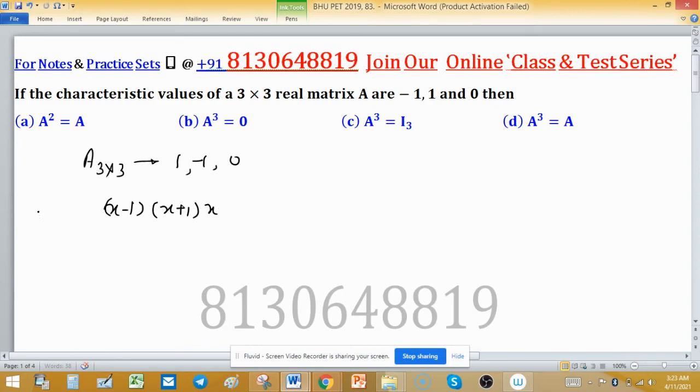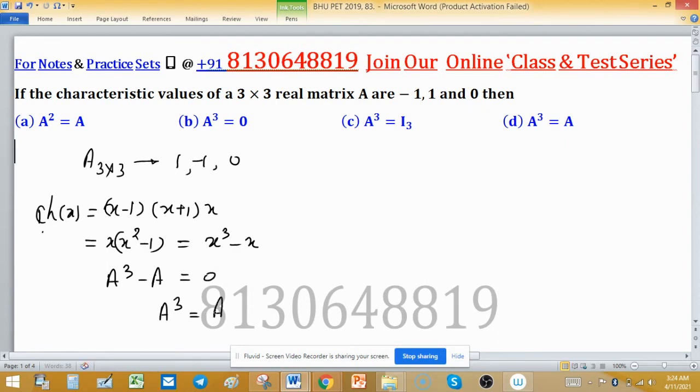So you can write ch x, ch for characteristic, and this is in variable x. This is x square minus 1, times x, so x cube minus x. This is the characteristic polynomial. And by the Cayley-Hamilton theorem, we know that every matrix satisfies its characteristic polynomial. This means that A cube minus A is 0. This means that A cube is A. Means option D is correct.